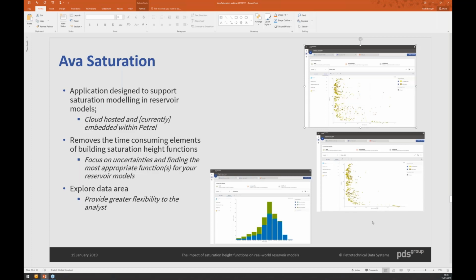So one of the assumptions that Steve Cuddy has in his FOIL function is that BVW is a function of height alone. So we can see the data is collapsing nicely onto a trend, which is just a function of height above the free water level. So perhaps in this instance, the FOIL function is one that is sensible and is applicable to use in the reservoir.